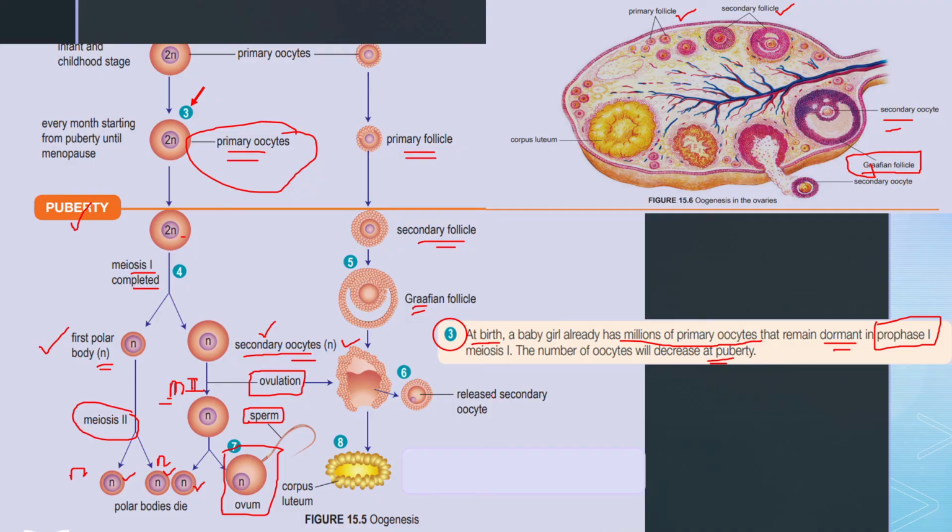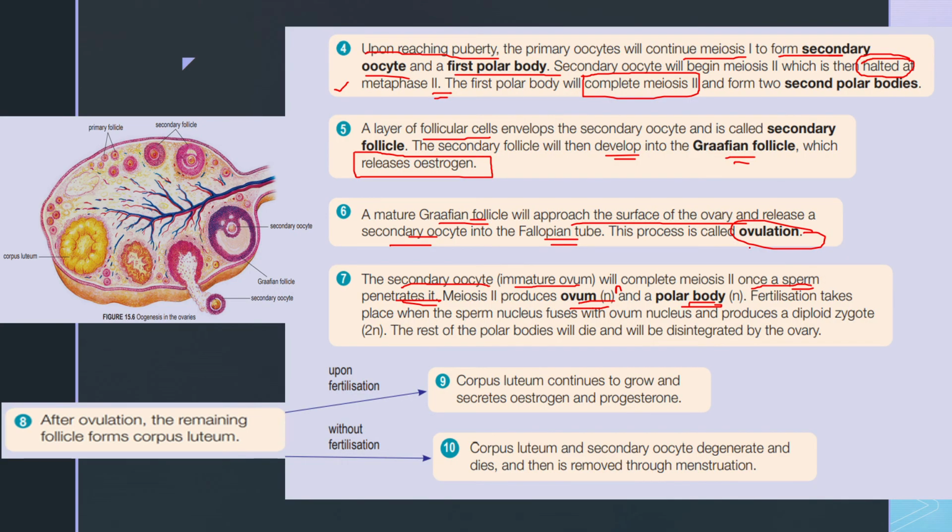Okay, next, we said fertilization takes place. So, sperm's nucleus, ovum's nucleus fused, and the product is a diploid zygote. Okay, fusion of two haploid results in a diploid zygote. And the rest of the polar bodies will die and disintegrate by the ovary.